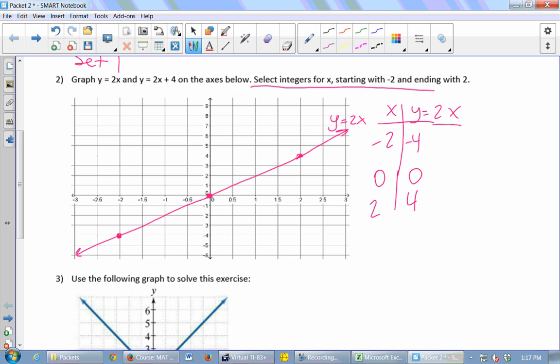And then y equals 2x plus 4, I can make a separate xy chart. Let's do the same x values. -2, when I plug in, I'm going to get 0. And when I plug in 0, I get 4. And when I plug in 2, I get 8. So I have -2, 0, 0, 4, and 2, 8. Okay, so that makes another line.